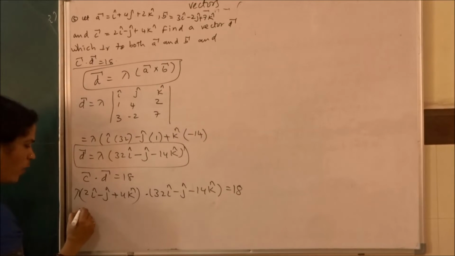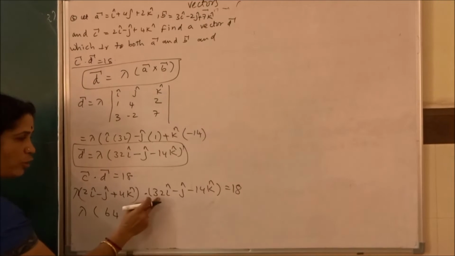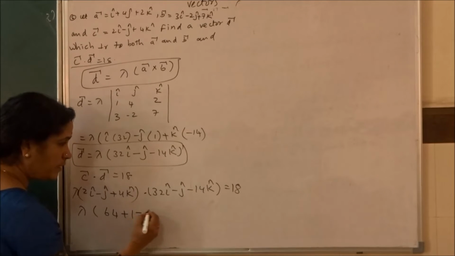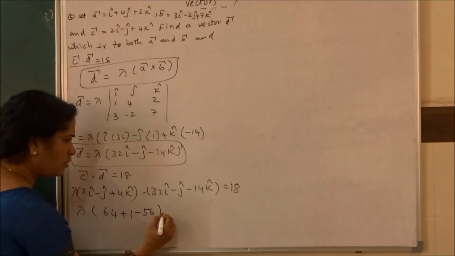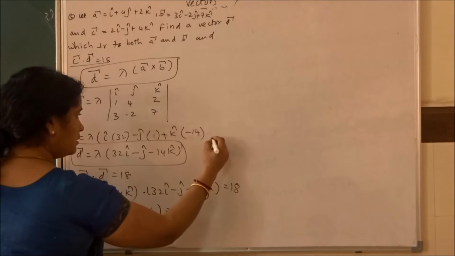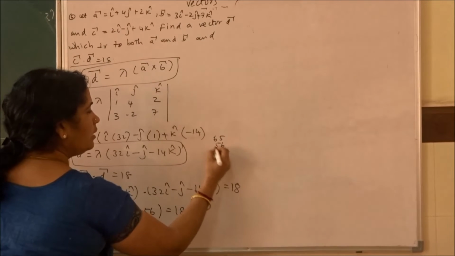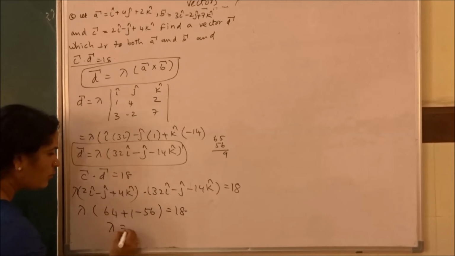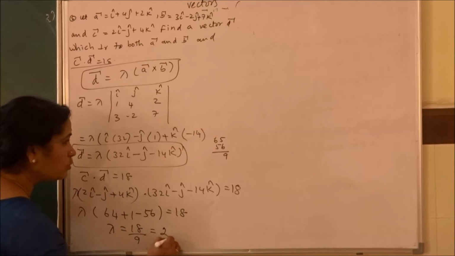Clear? Now lambda into, if I do the dot product, 64, i dot i is 1, j dot j is 1, and then minus 56, am I correct? That is equal to 18. Now if I add this, that is 65 minus 56, that is 9, am I correct? So lambda equal to 18 by 9, that is equal to 2.